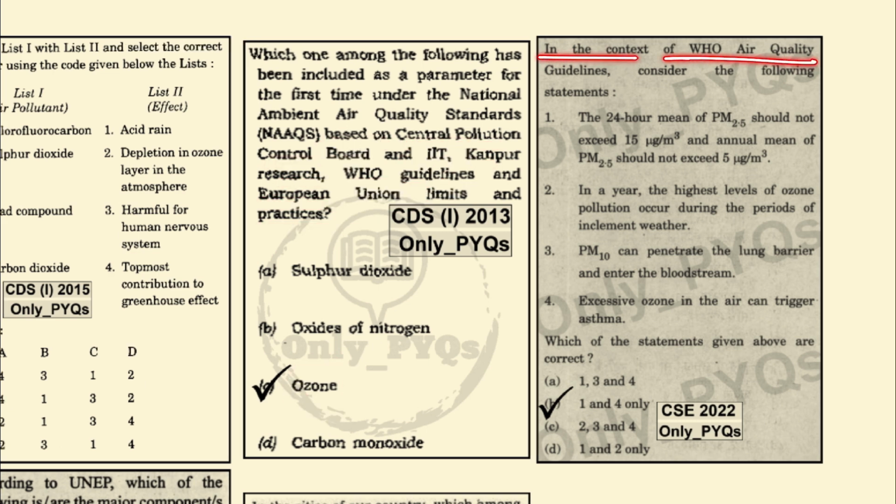In the context of the WHO air quality guidelines, consider the following statements. The 24-hour mean of PM 2.5 should not exceed 15 microgram per meter cube and the annual mean of PM 2.5 should not exceed 5 microgram per meter cube. This is a correct statement. In a year, the highest level of ozone pollution occurs during the period of inclement weather. No, this is wrong. PM 10 can penetrate the lung barriers and enter the bloodstream. This is also a wrong statement. Excessive ozone in the air can trigger asthma. This is a correct statement. So 1 and 4 become the answer.